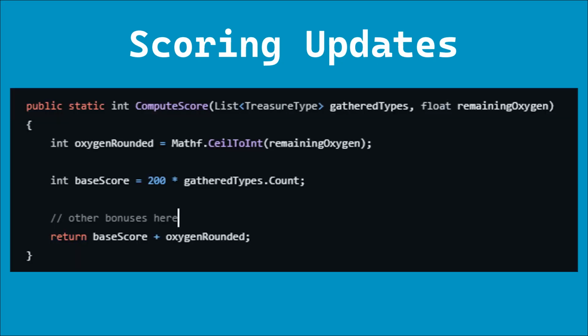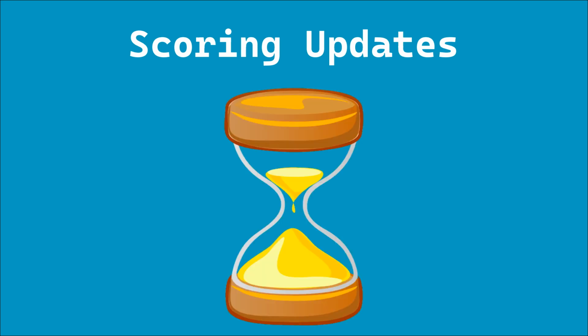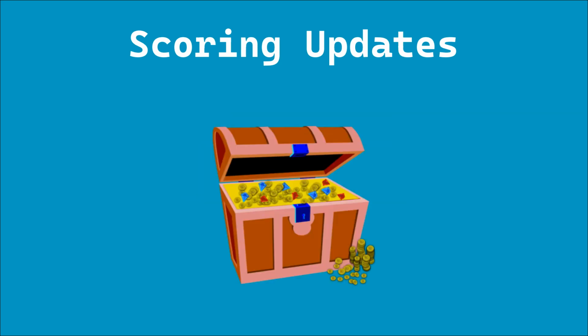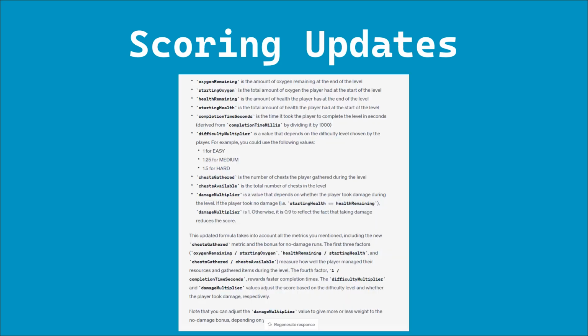The previous score calculation only considered the oxygen remaining and chests gathered. With the difficulty update, I wanted the calculation of the score to reward the following: faster completion times, difficulty level, chests gathered versus available. Since I needed to come up with a formula that used weights for each of the criteria, I decided to see what ChatGPT could come up with.